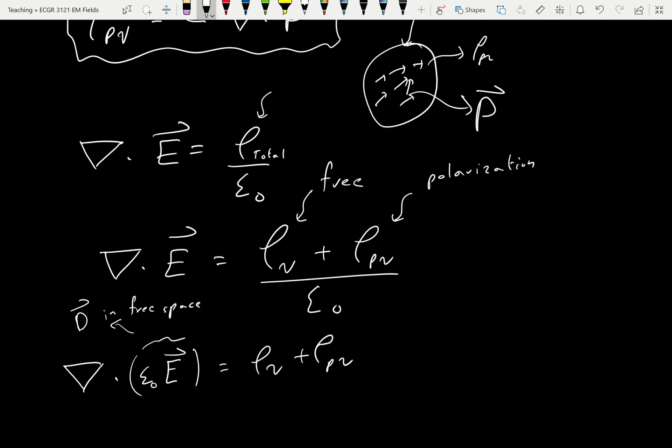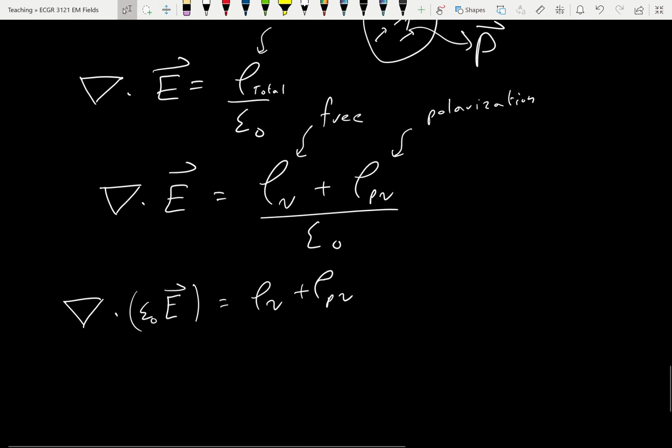Right, only in free space, but this is not D in any general material, right? Because we haven't found D in a general material yet. I'll erase this actually. So at this point, this is just epsilon naught E, which is D, the flux density in free space. In a different material that's on top of free space, the flux density will be different, and we'll see why.